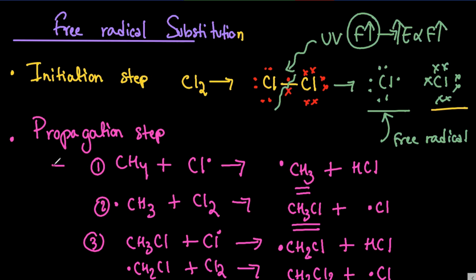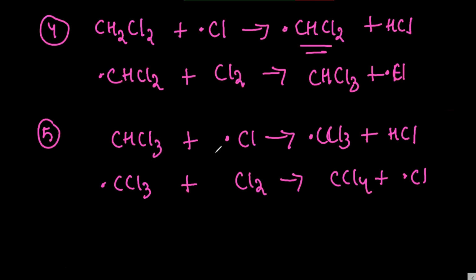In the first step, the chlorine radical takes away the hydrogen. And in the second step, the alkane radical takes away the chlorine. You see, this keeps on repeating itself. First, the chlorine radical will take hydrogen. The second step, the alkane radical will take the chlorine. So this keeps on happening until you form CCl4.